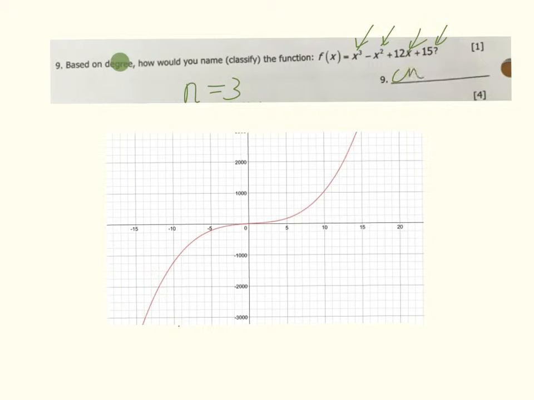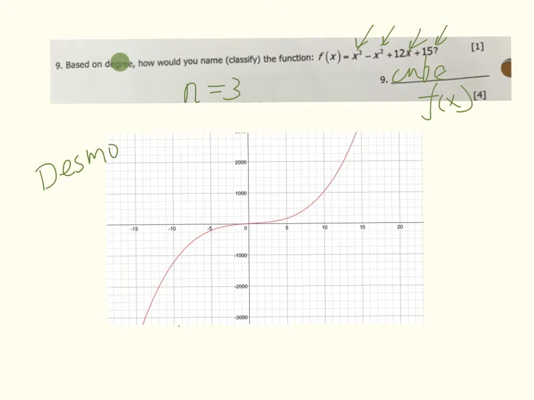Therefore, this function is a cubic. It's a cube function. That's how I classify it. And I graphed it out in Desmos. If you don't have it, make sure you download it on your iPhone. It's a wonderful graphing calculator that helps you understand graphs.